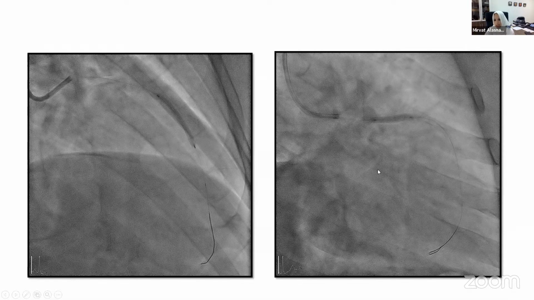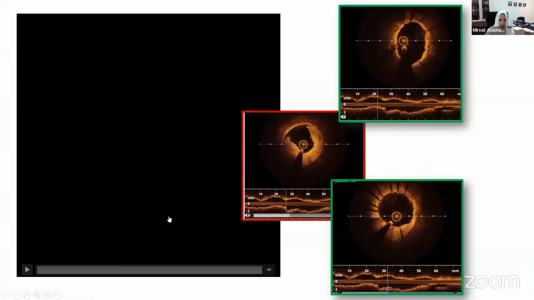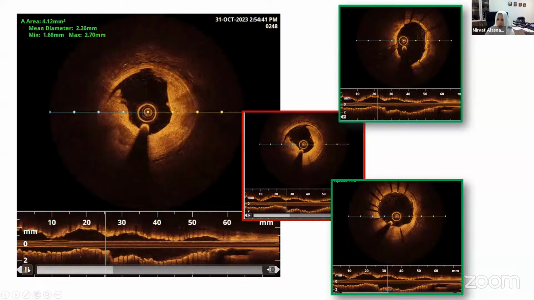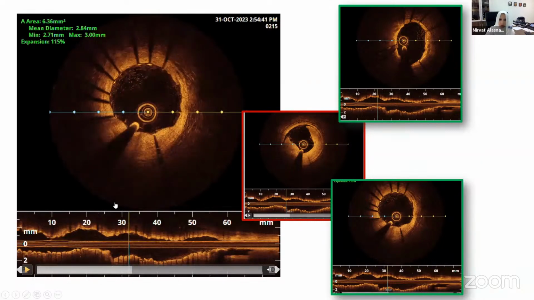We moved our camera, the tube, and now we're in the RAO-caudal view, and we placed the second stent. And then again, what we did is we did an optical coherence tomography because we want to see how well expanded and opposed we are.